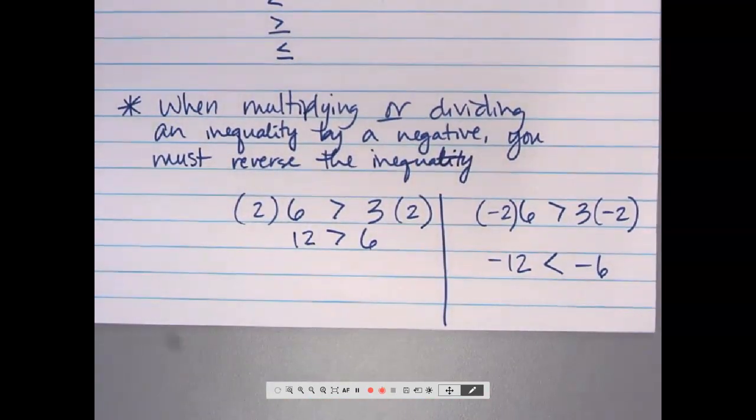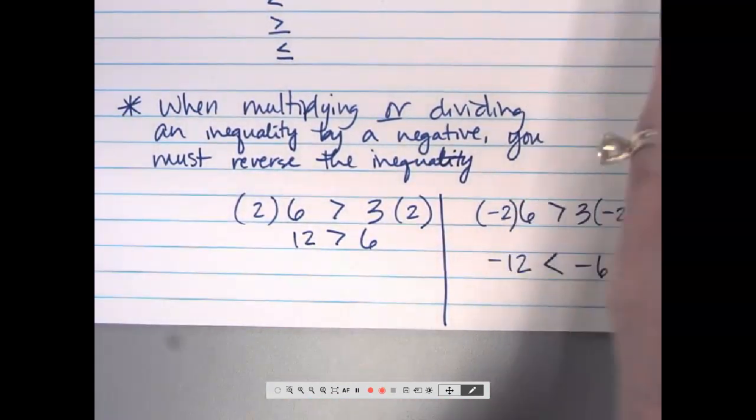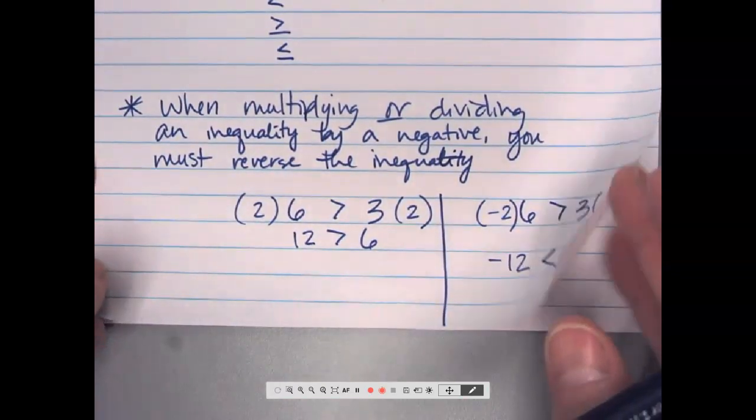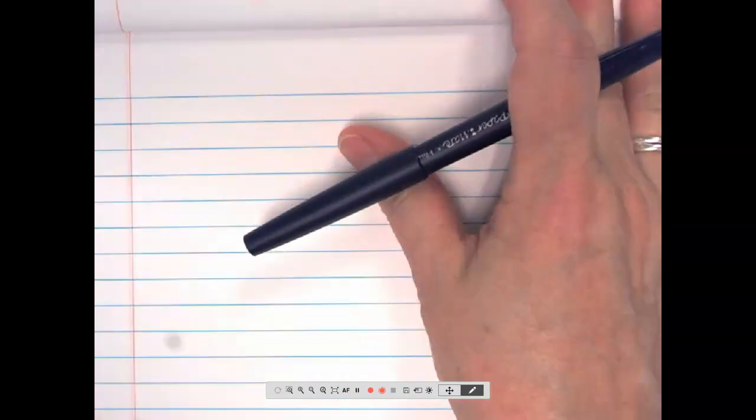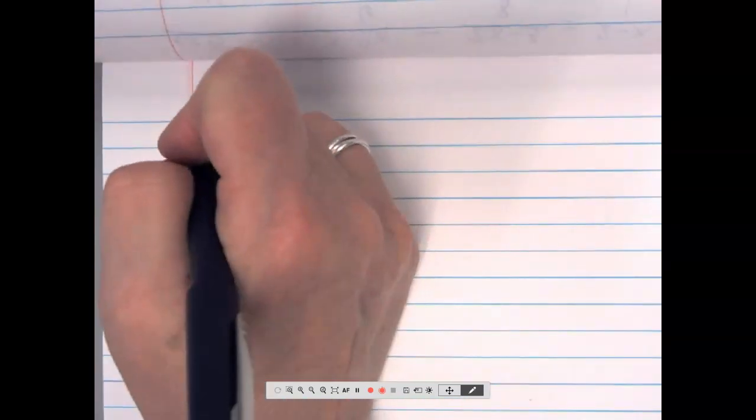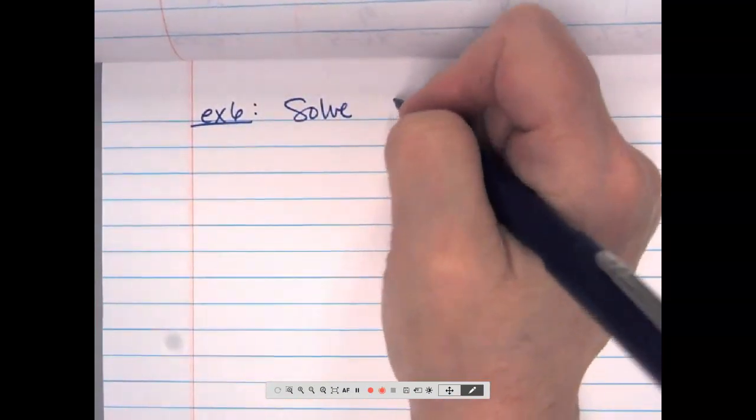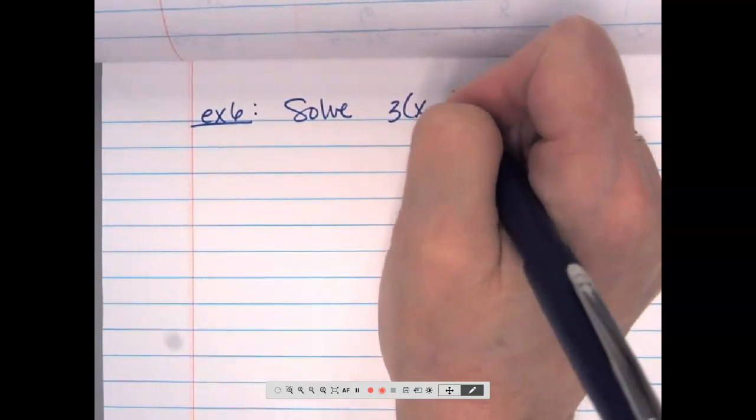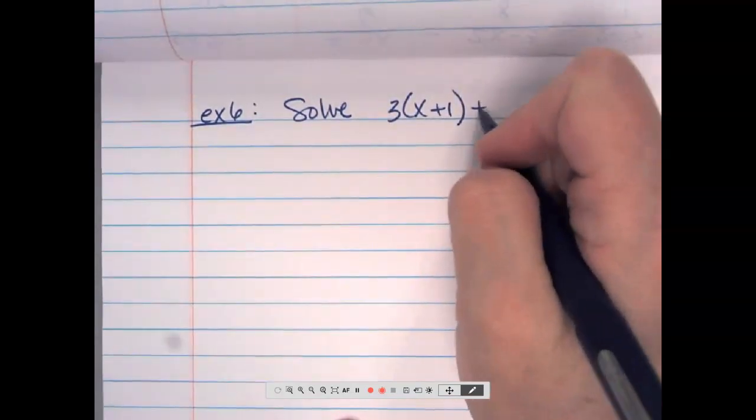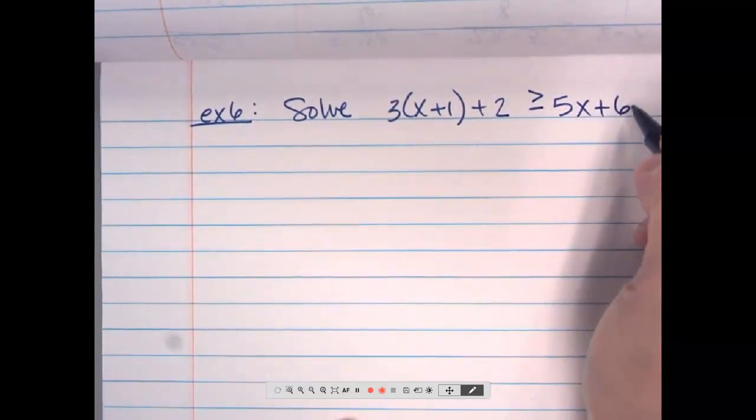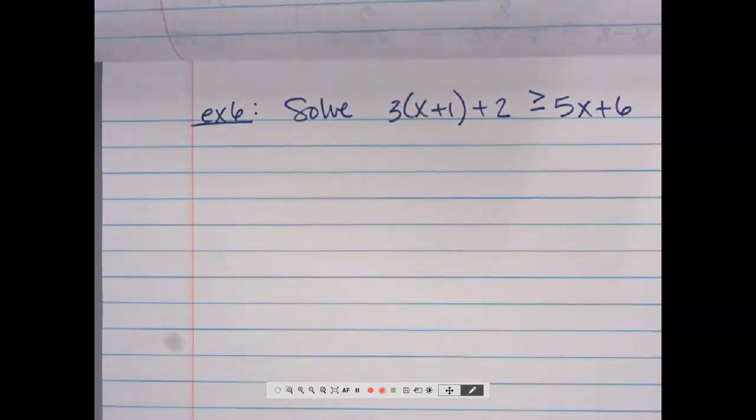That's the only real trick to these you have to remember. Otherwise, we treat them exactly like we treat equations. Okay, so example 6, let's throw an inequality in here. We're going to solve 3 times x plus 1 plus 2 is greater than or equal to 5x plus 6. Okay, so solve that for me, just like it's an equation, unless you multiply or divide by a negative.